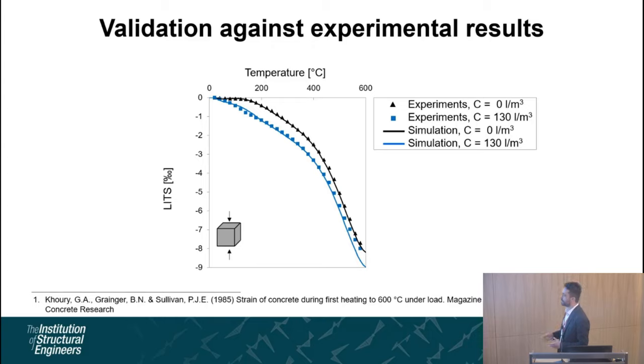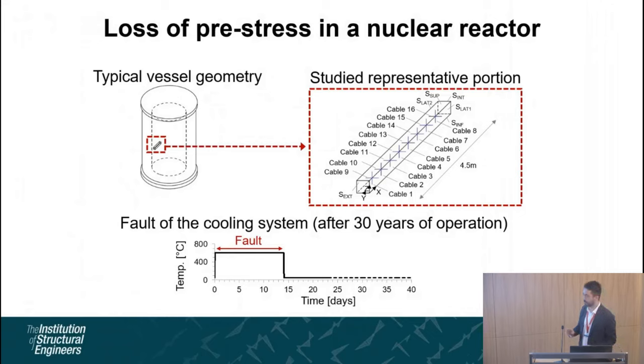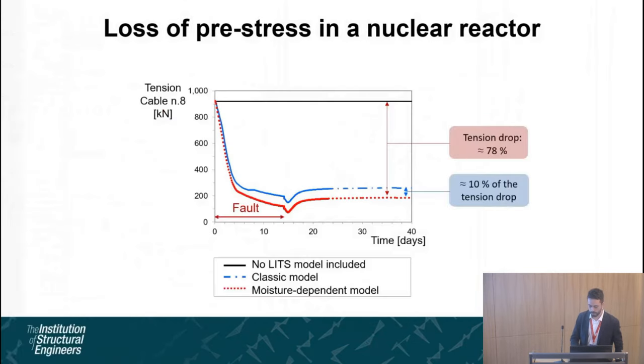So again, the model has been validated against experiments. We've seen that it's perfectly capable of capturing the evolution of LITS for various initial water contents. And it's been applied to the same test case, evaluating the loss of pre-stress in a nuclear reactor, but this time considering a long-term fault. So instead of just 2 days, I was considering 2 weeks, 14 days of fault. Again, here I've reported the results in terms of evolution of tension in cable number 8 as a function of time. And we can see again that if we use our moisture-dependent model, we obtain a significant tension drop.